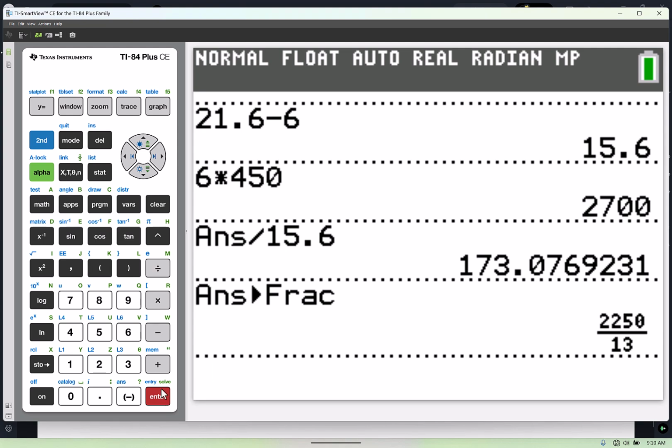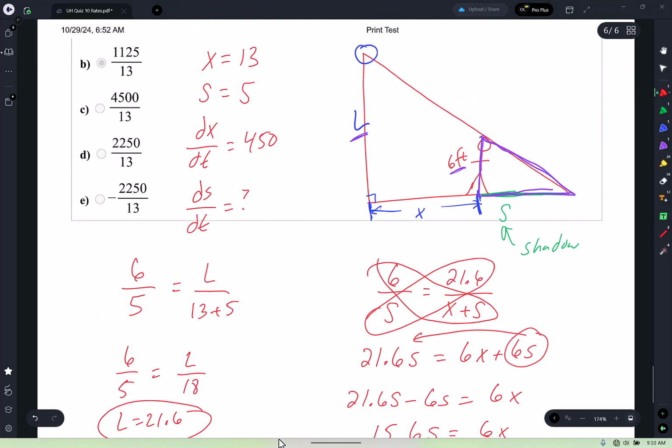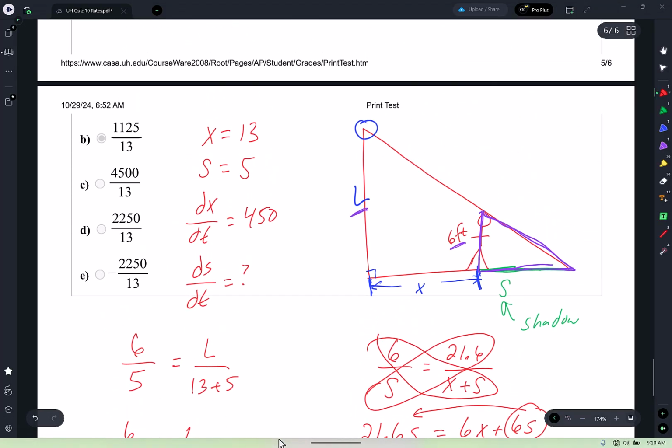Is that number in there? I really hope so, because I don't want to look for an error. 2250 over 13. Is it in there? Yes. Hallelujah.